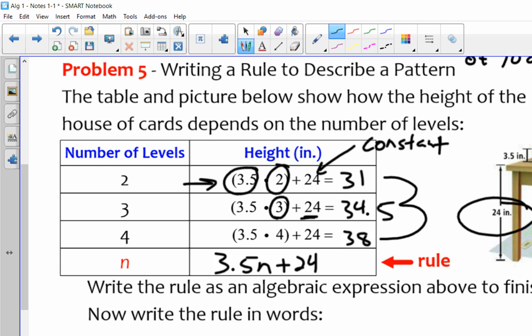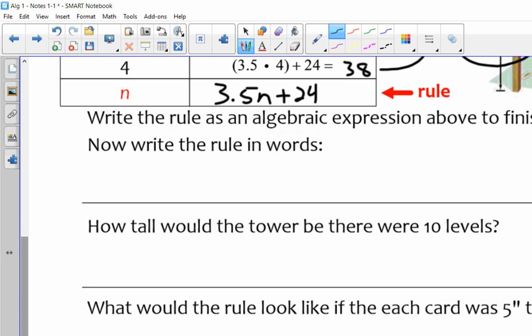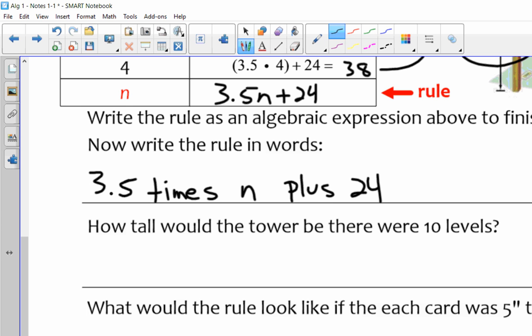That's what makes the height all the time. So I could say, how tall is it going to be when I have 15 levels? Well, I stick 15 in for N. I could do some math and I got my answer. So writing the rule as an algebraic expression to finish that, I just go 3.5 times N plus 24. That would be just the easiest way to write it. There's a couple other ways we could do that, but let's not get crazy, okay?